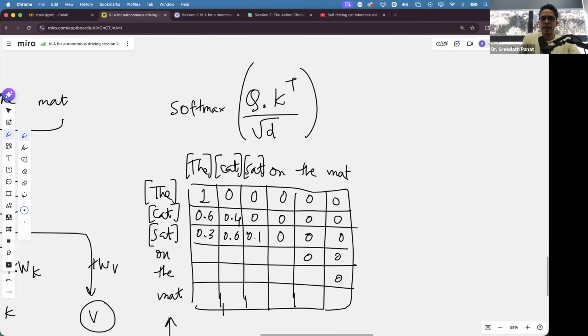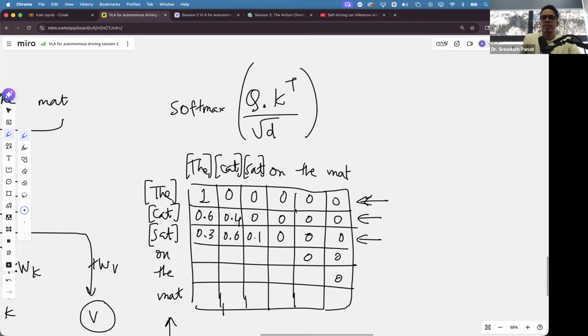Because softmax will ensure that this entire row will always sum up to 1. So if you look at any one row, the sum of this one row will be 1. If you look at this row, sum will be 1. If you look at this row, the sum will be 1. So softmax probability distribution is applied row wise. That's how you get these numbers.